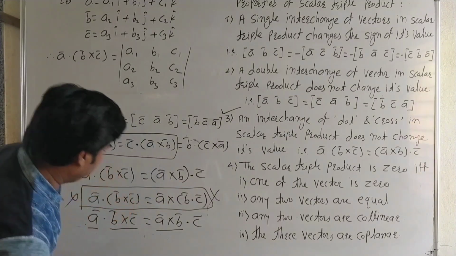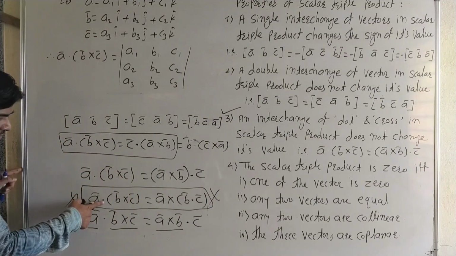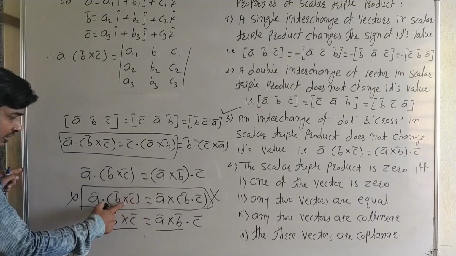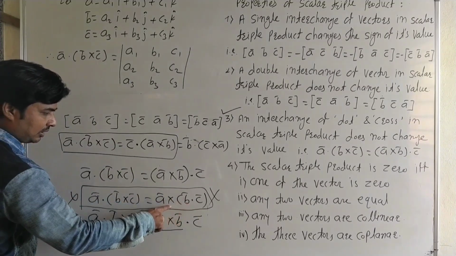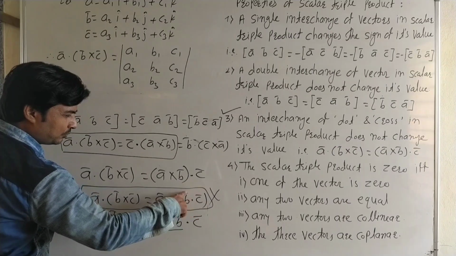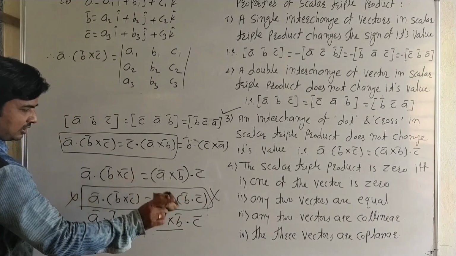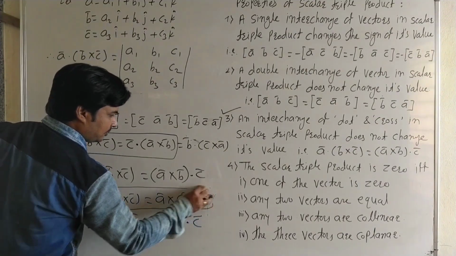Okay, here this is wrong. See carefully. a bar dot b bar cross c bar is equal to, here we interchange only, the bracket is the same, a bar cross b bar dot c bar. Okay, it is a scalar, and scalar cross a bar does not exist, therefore it is wrong.